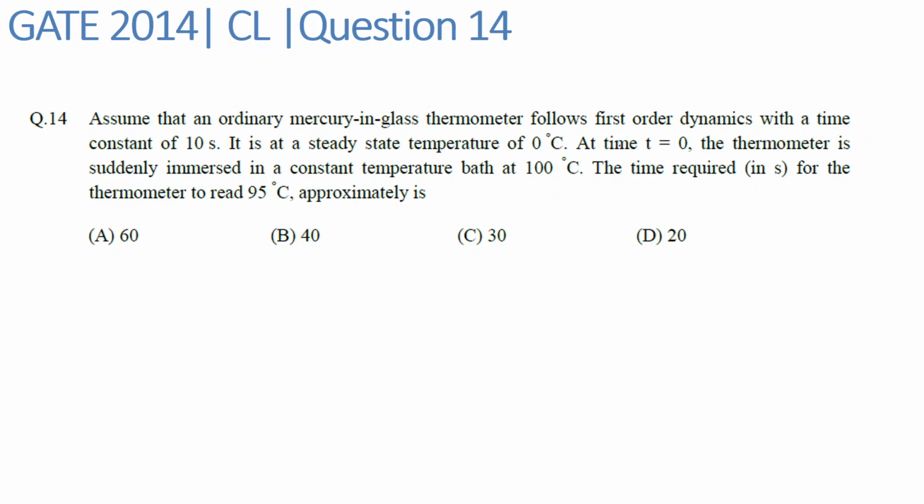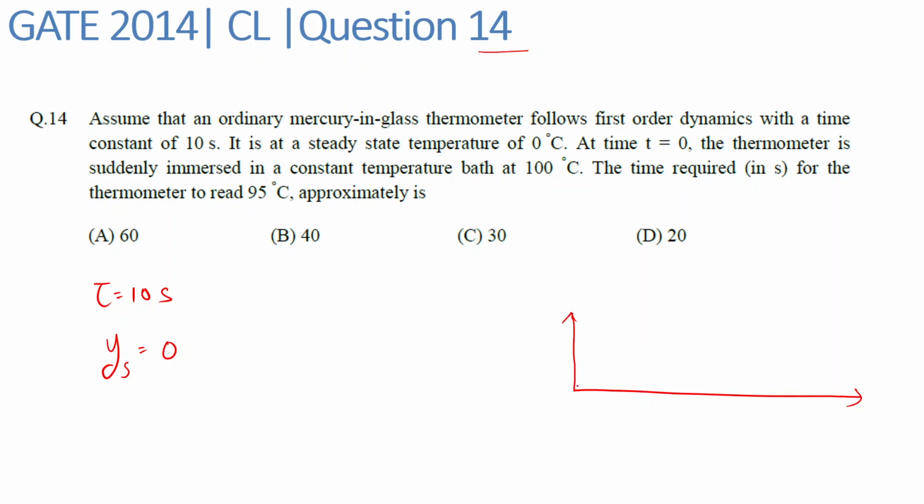So this question is from GATE 2014 chemical engineering paper, question number 14. The question is, assume that an ordinary mercury in glass thermometer follows first order dynamics with a time constant of 10 seconds. That is, we have been given time constant is 10 seconds. It is at a steady state temperature of 0 degrees Celsius, that is ys we can write as 0. At time t equal to 0, the thermometer is suddenly immersed in a constant temperature bath of 100 degrees Celsius.